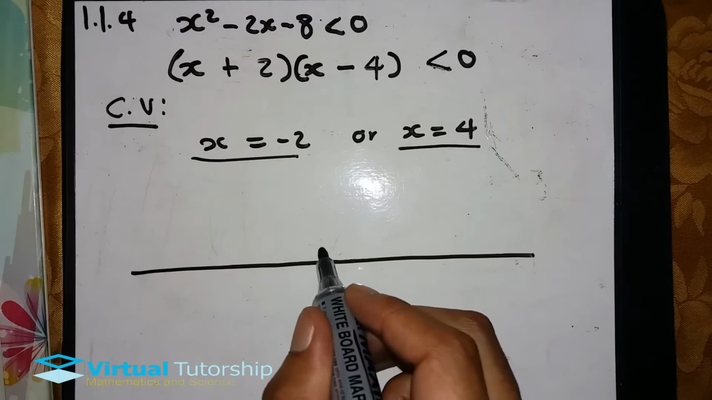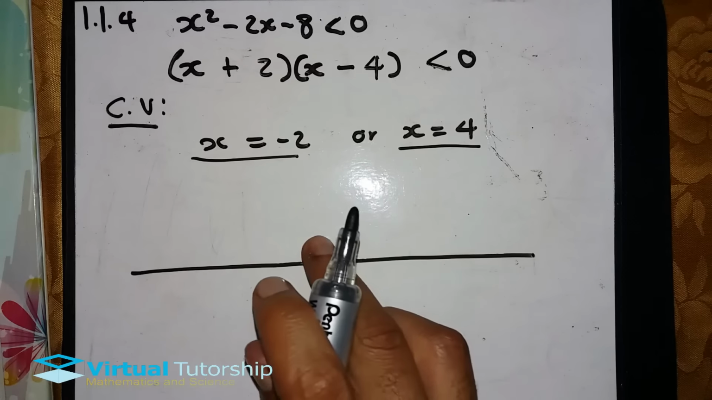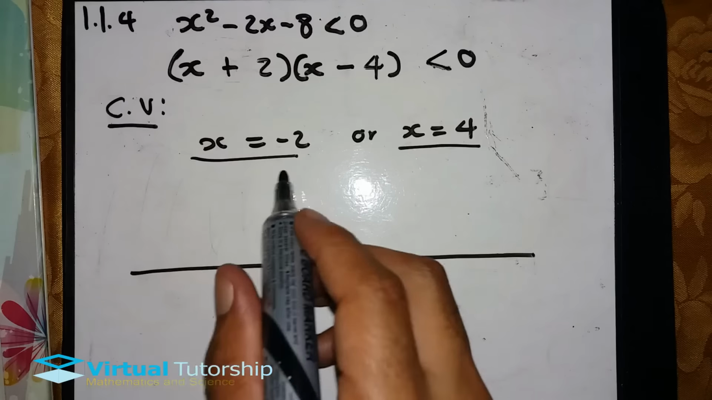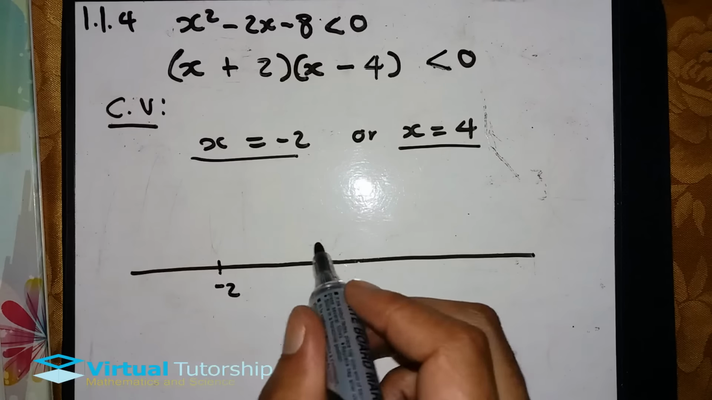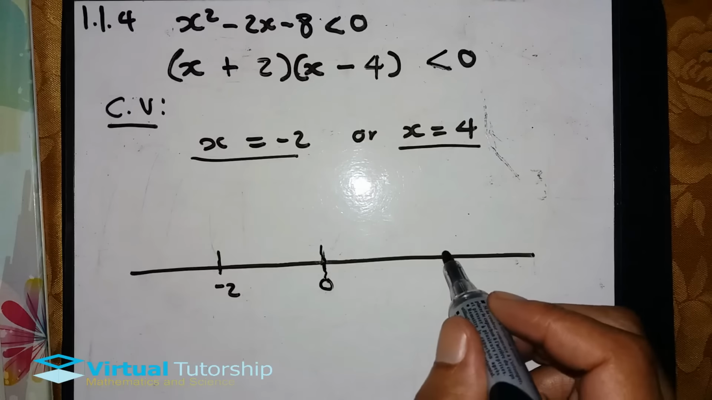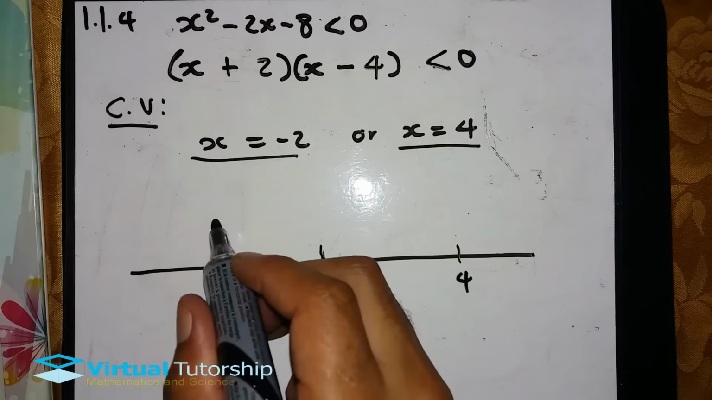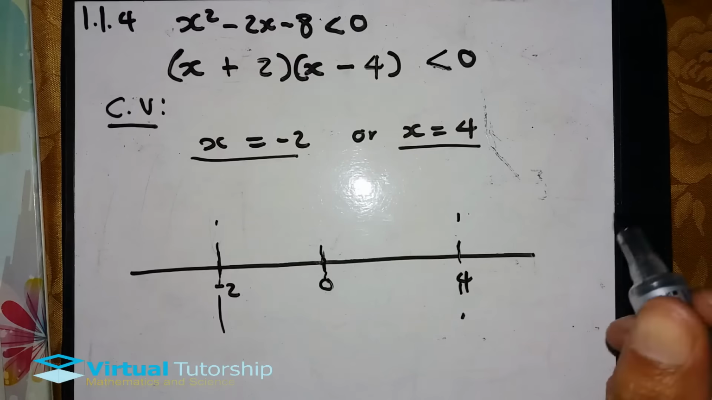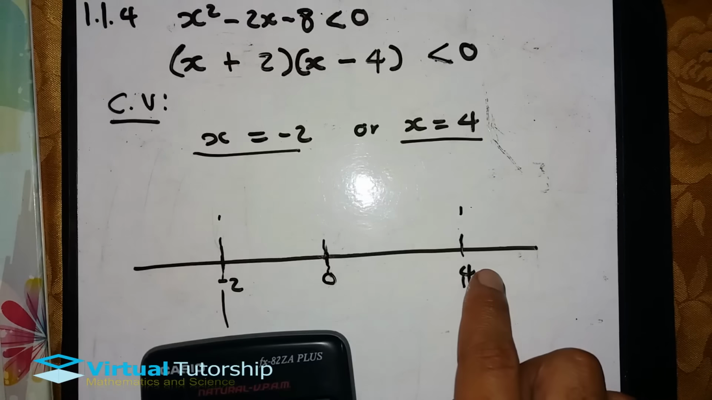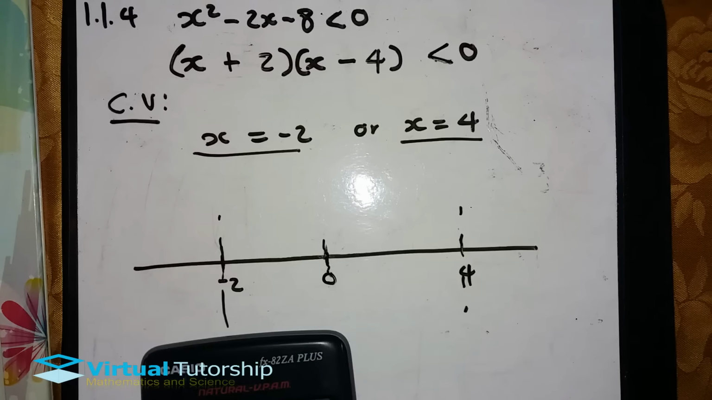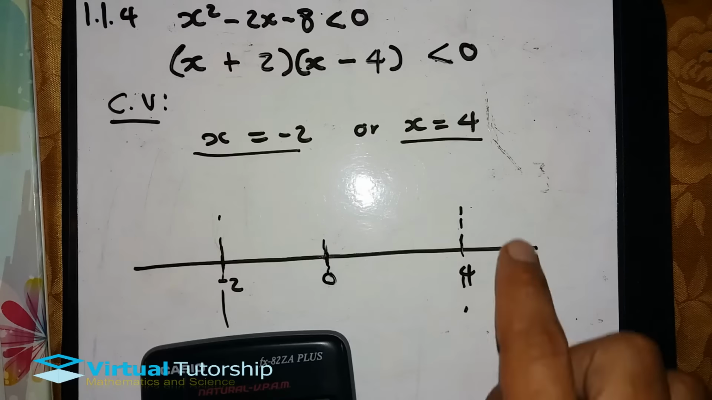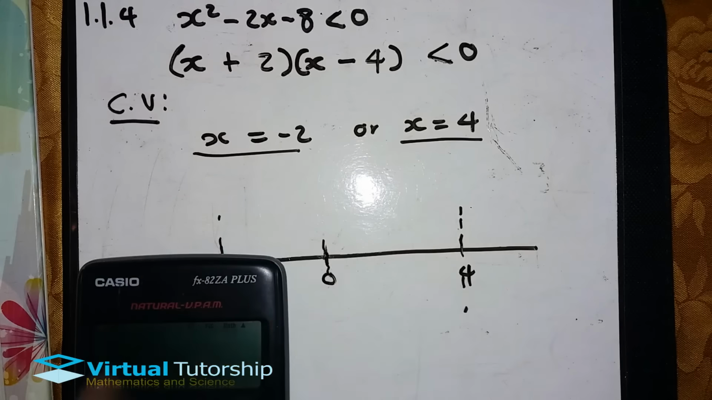I prefer it, perhaps next time I will use the graphical method. So here it will be -2 and then 4, right? These are my critical values. So I want a number greater than 4, right? I want to check my signs on this number line of mine.